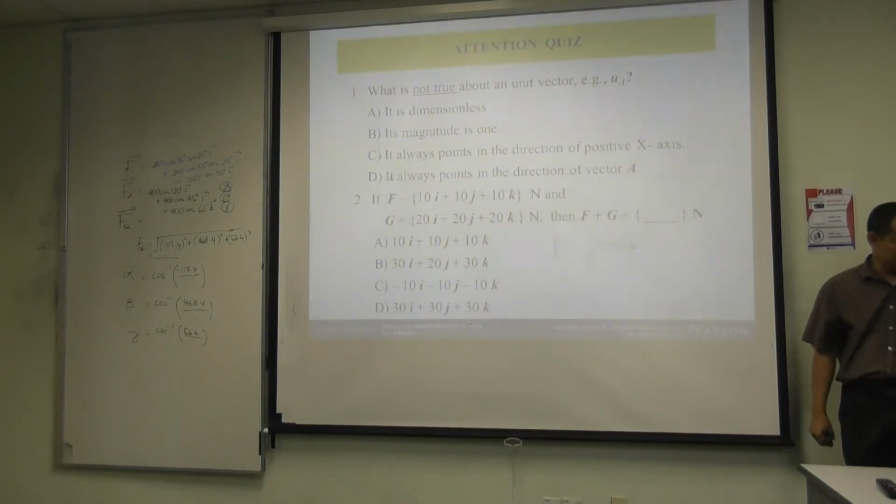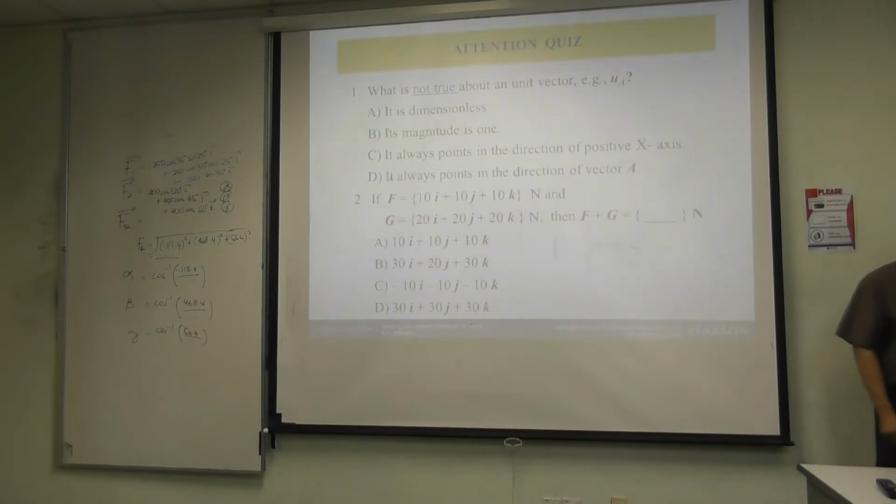Okay, if F is 10I plus 10J plus 10K and G is 20I plus 20J plus 20K, F plus G equals to A, B, C, D? Okay, so you add, you get that one.